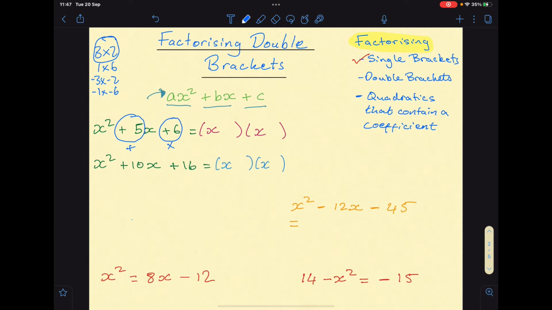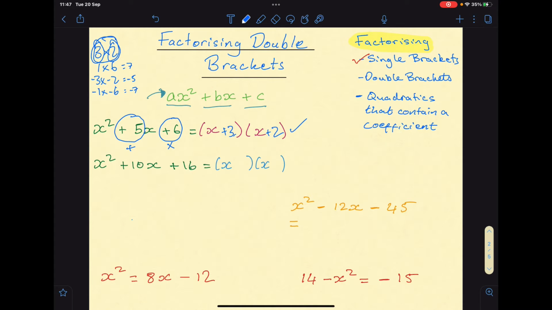That would be this one, because this one adds up to 7. This one adds up to minus 5. This one adds up to minus 7. So this is the one I need. So my answer is going to be x plus 3, x plus 2. Because the 3 is positive, the 2 is positive. That would be my final answer.